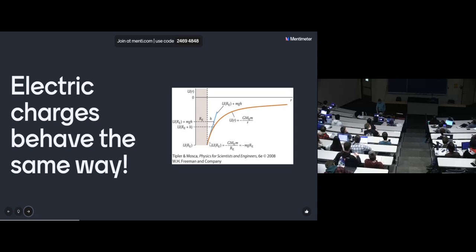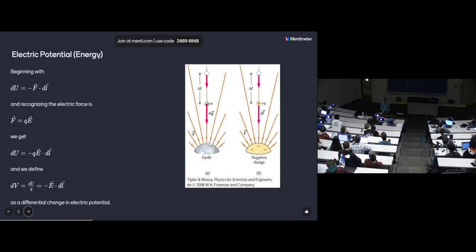So we use that because electric charges behave in the same way. Beginning with the simple fact that for a conservative force, a change in potential energy is going to be equal to minus the force dotted into an infinitesimally small change in its position, which is what dl is. And we said that electric force is equal to a charge times an electric field. Then in this case, we get dU is equal to minus q times E dot dl.